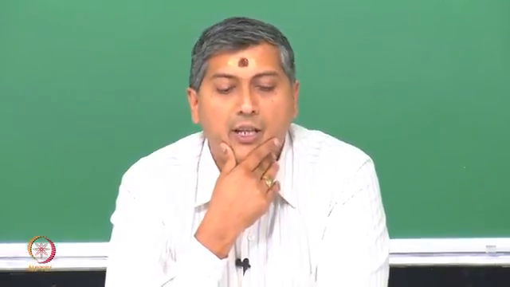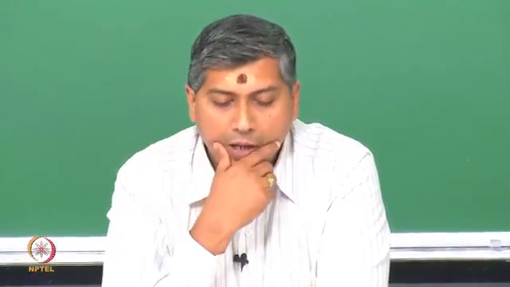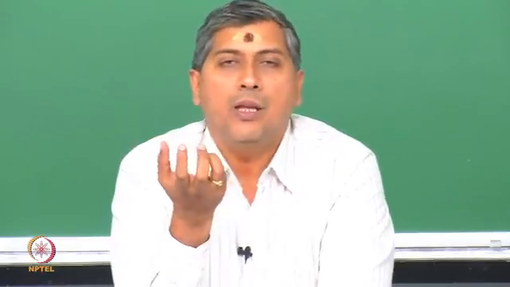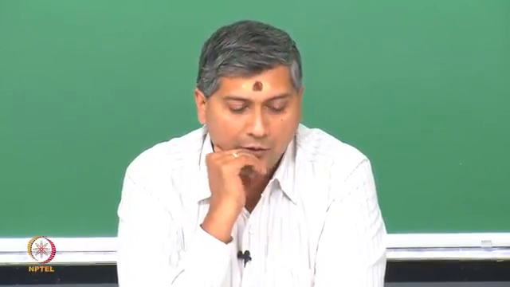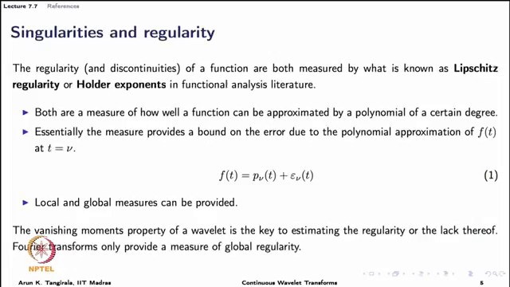Before I give you the mathematical definition of Lipschitz regularity or the Holder exponent, intuitively what these measures do is provide a bound on the error that you incur by approximating f of t locally with a polynomial of a certain degree. In other words, you are breaking up the function into two parts, a polynomial at nu. So, nu is the point of interest to us. We would like to know if there is a singularity there. At that point, we approximate the function with a polynomial, and epsilon is the error incurred due to that approximation.